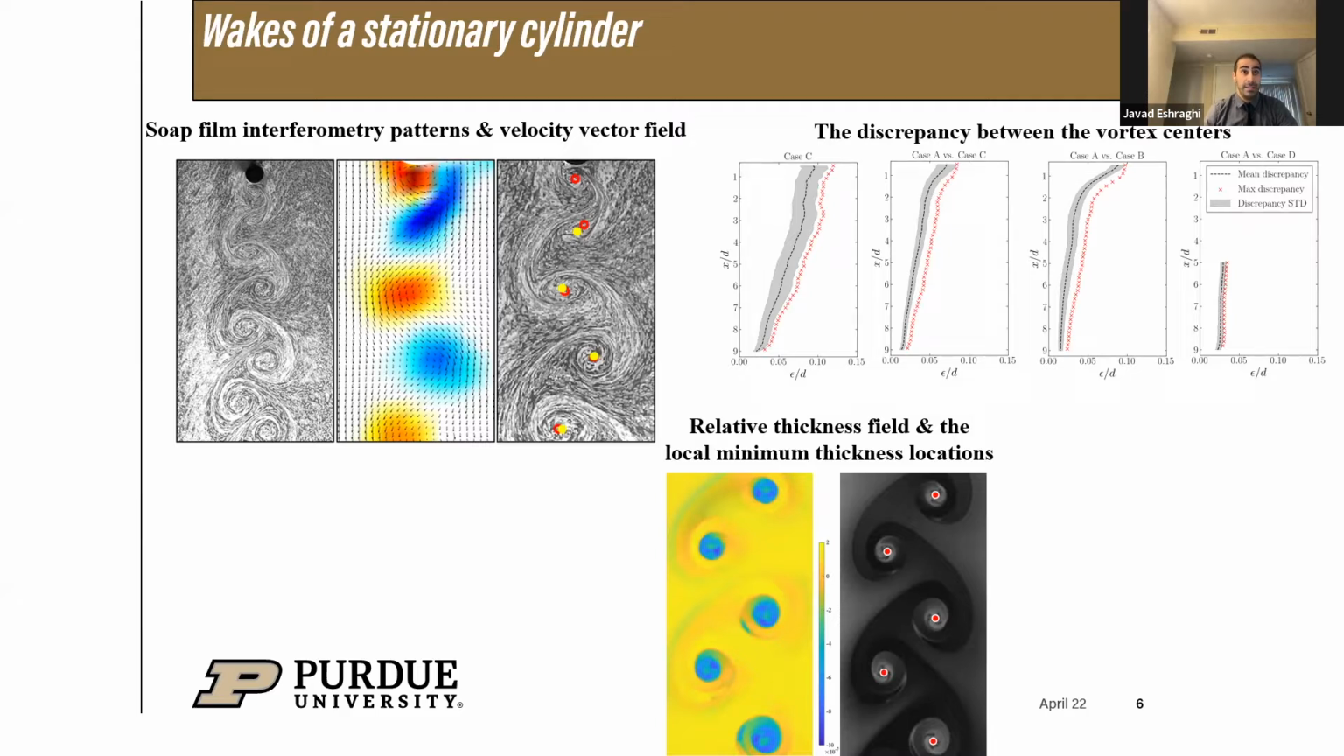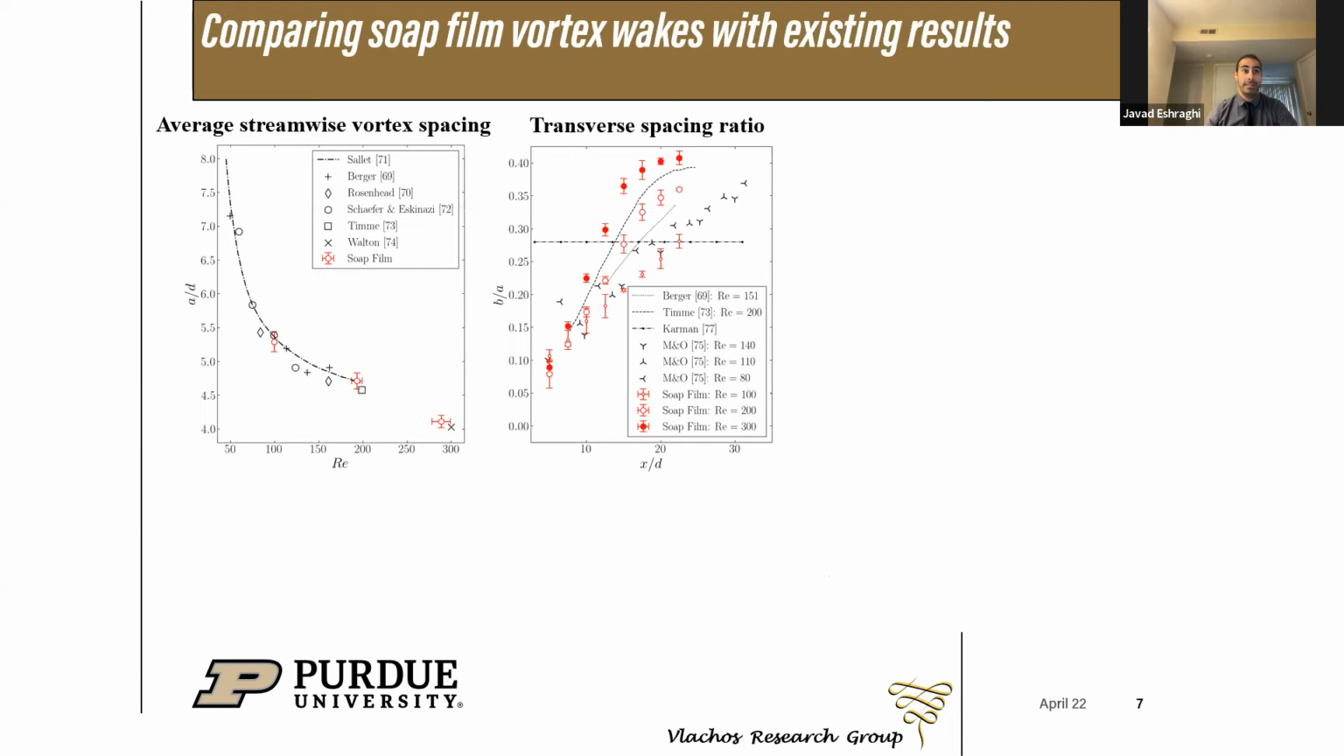Now that we show that these techniques provide interchangeable methods of identifying vortex centers in the wake of a stationary cylinder, we can compare the vortex structure with those reported in the literature. We start with the arrangement of vortices in the wake of the cylinder at different Reynolds number agree with those reported for the 3D flow. The left panel shows the average streamwise spacing of vortices as a function of Reynolds number, and the right panel shows the transverse spacing as a function of both streamwise location, and for different Reynolds number.